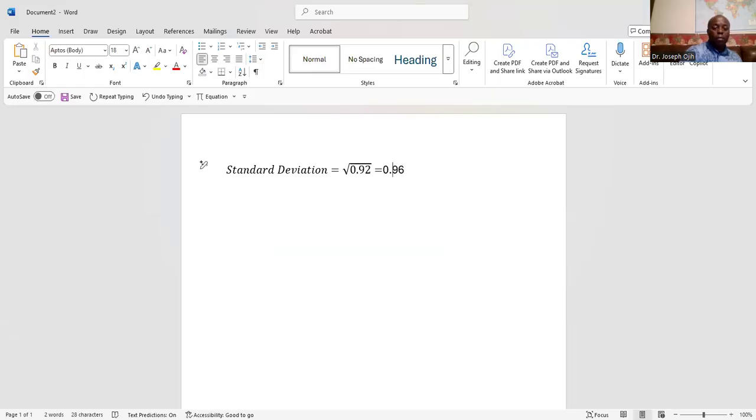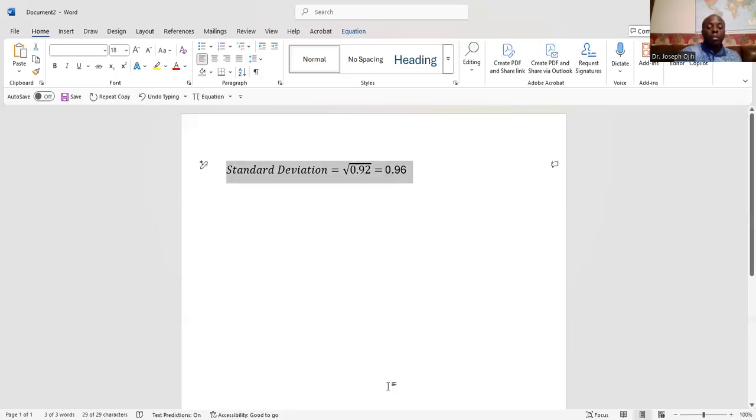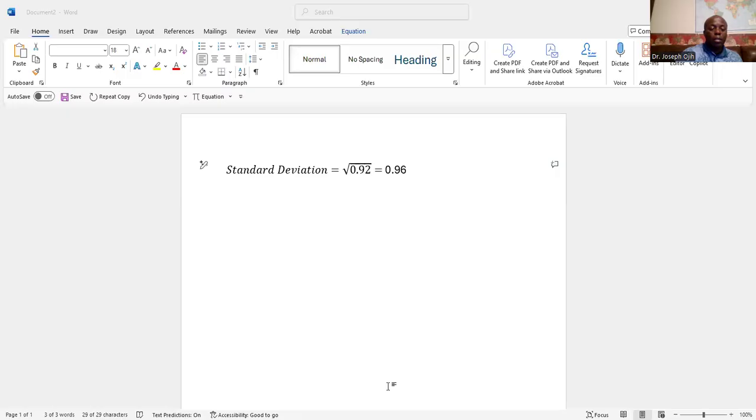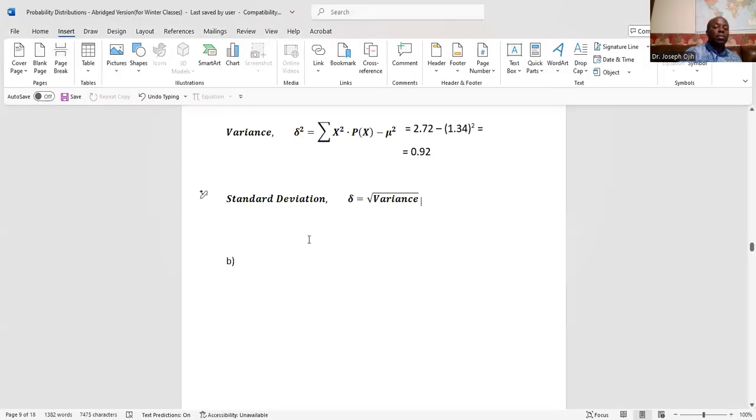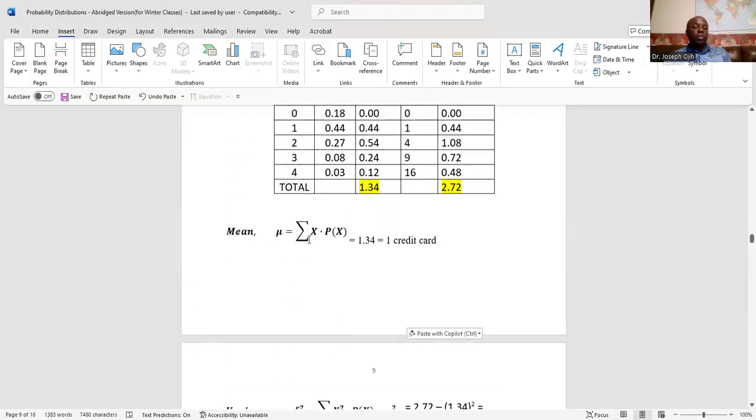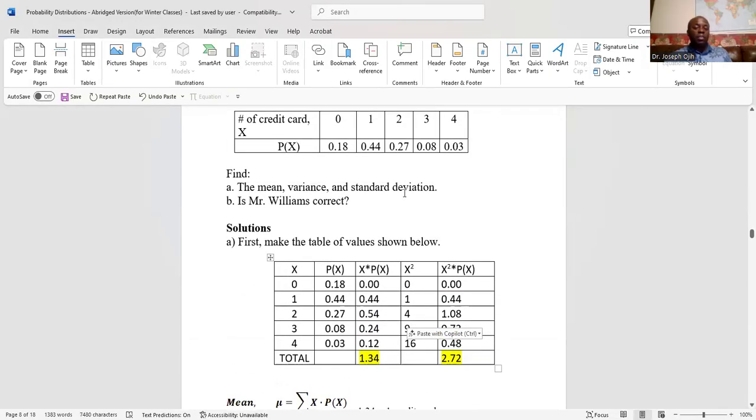I'm going to copy this and paste it in the main workbook. This is our standard deviation right here. So we have answered the three questions: mean, variance, and standard deviation.